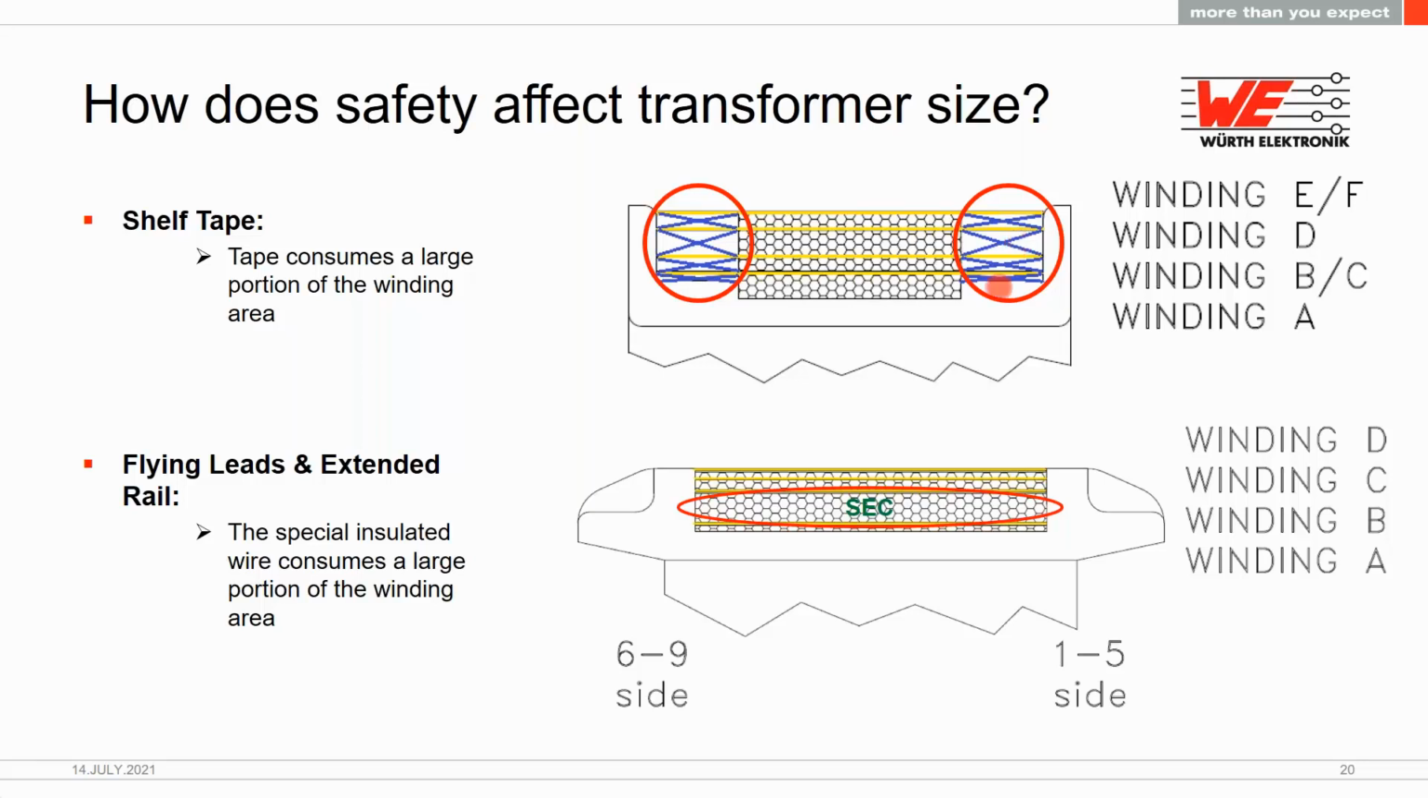A winding that might fit in one layer, for example, on a functional insulated transformer, may now be forced into 2, 3, or 4 layers once I add the shelf tape. Having less total winding area and also consuming more area with the existing windings may force the Wurth design engineer to move up to the next size larger transformer.